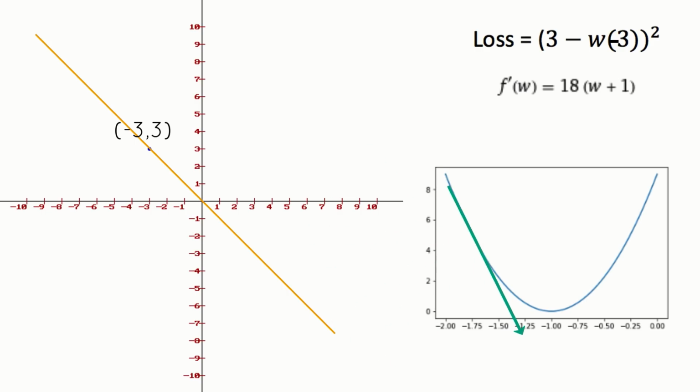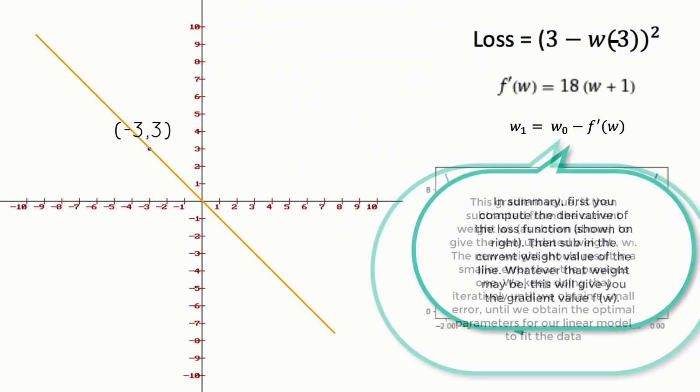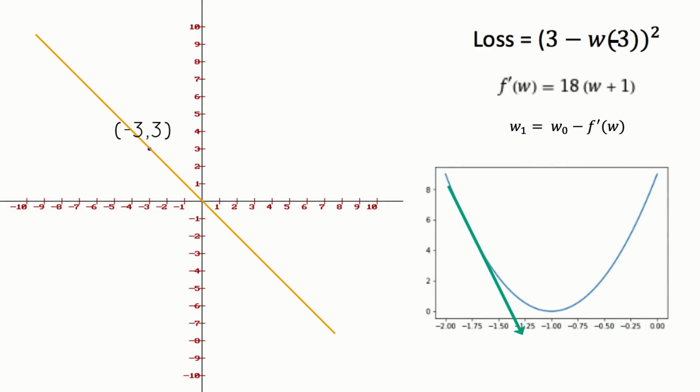So we take the current weight and we subtract the derivative of that function at that same point. This will take us in the direction of the least error. We are descending with the gradient.